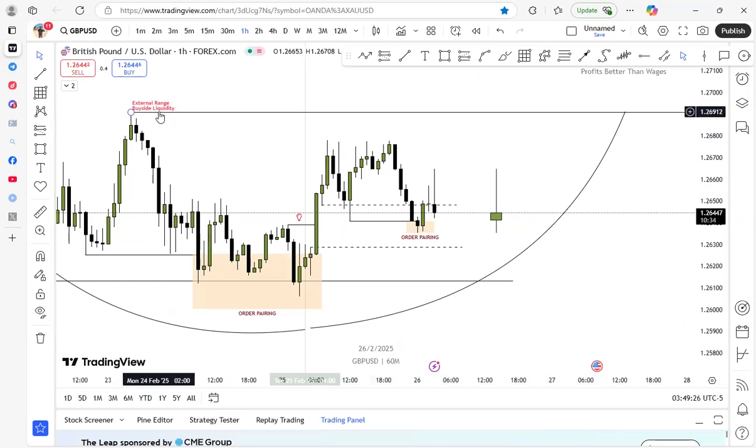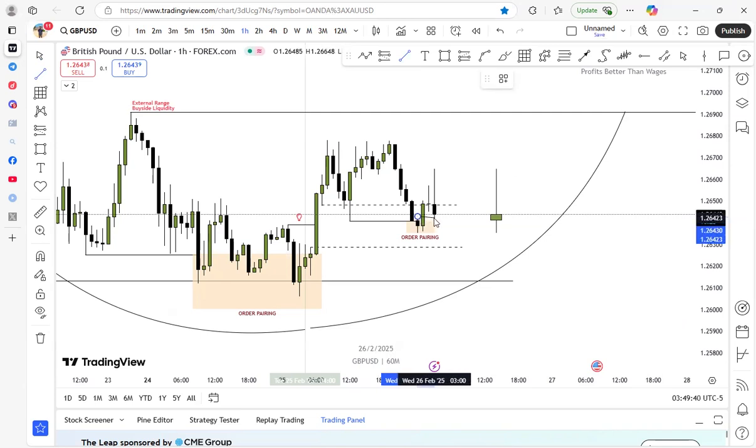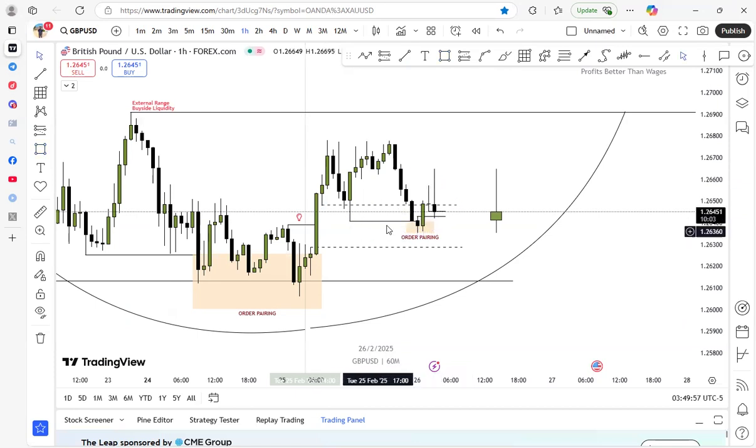Yes, I might be wrong, but this is my narrative on GBPUSD. Order pairing. And then I can see this fair value gap, which I believe price is retracing to at the moment. And again, I'm very suspicious because it looks like price is respecting this. But I'm going to stick with my bias, because I believe that this is what we call continuation page.